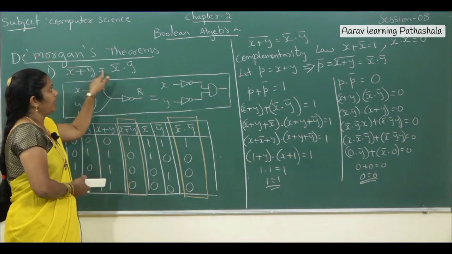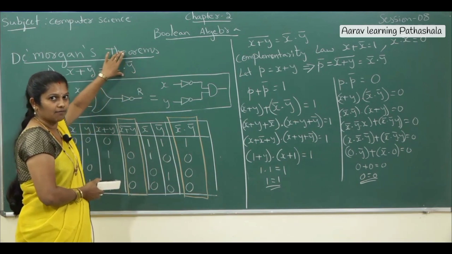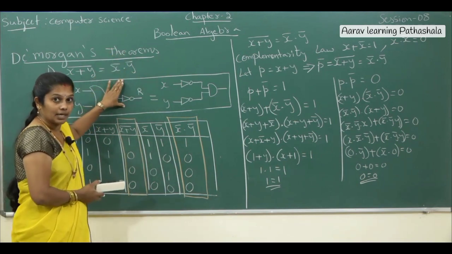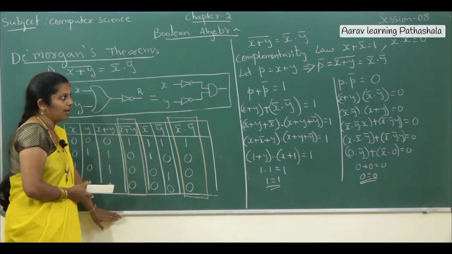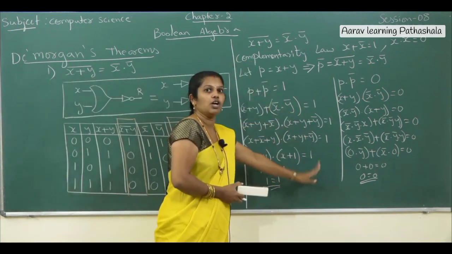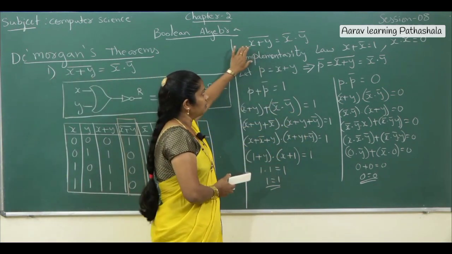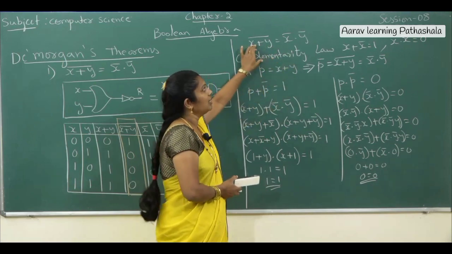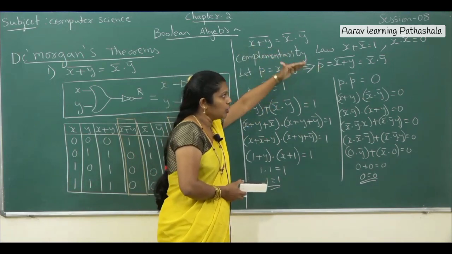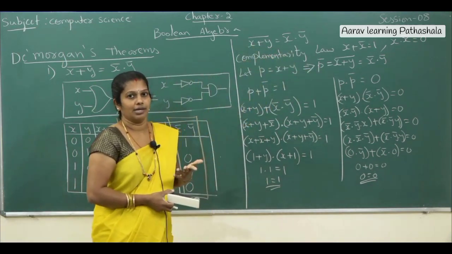x plus y whole bar equals x bar into y bar. This is the first proof. This is the circuit diagram. This is the truth table, and we will prove this by using the algebraic method. In the algebraic method, what will we consider? We will consider the complementarity law, and by using that we will prove De Morgan's theorem.